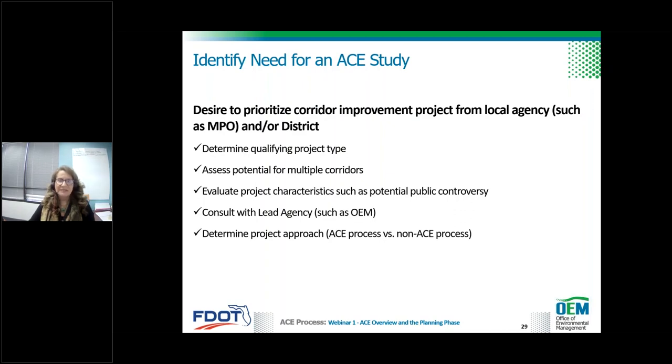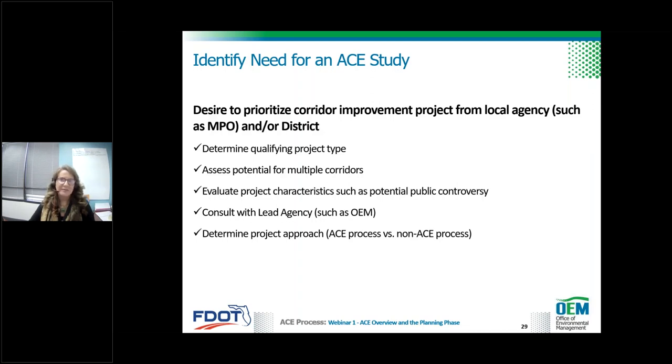Other modes may benefit from the ACE process as well, whether that's freight, bike, or rail. Generally, local agencies and the FDOT Strategic Intermodal System, or SIS plans, identify corridor improvement needs. When identifying the need for an ACE study, the first step would be to determine if the project involves a corridor on a qualifying project. So for some examples that we said before, a new alignment, a major realignment, or a major bypass.